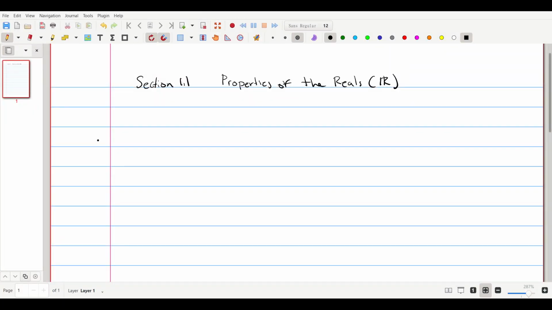In this video, we're going to be talking about the properties of the real numbers. This is stuff that's true for any real number, whether it's an integer, a whole number, a rational, or an irrational number. These are always going to be things that you can do with numbers.